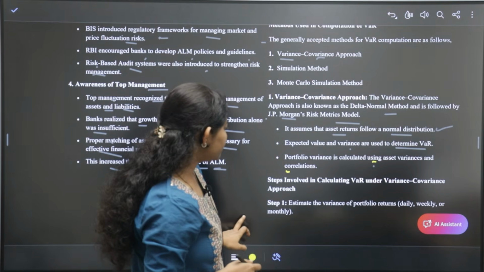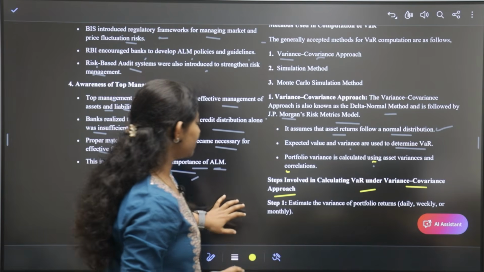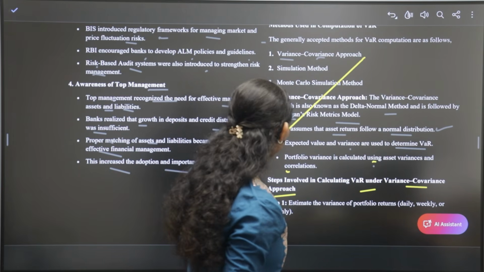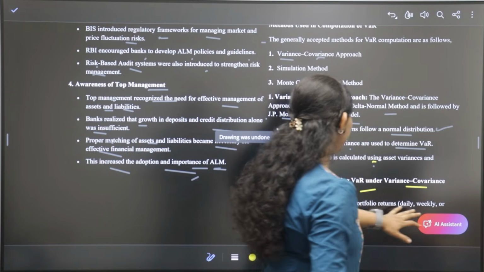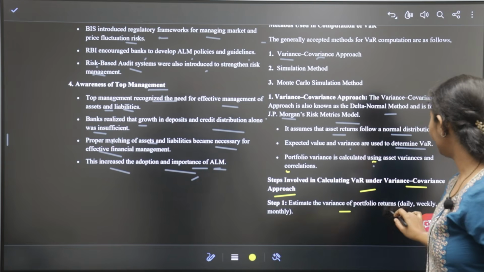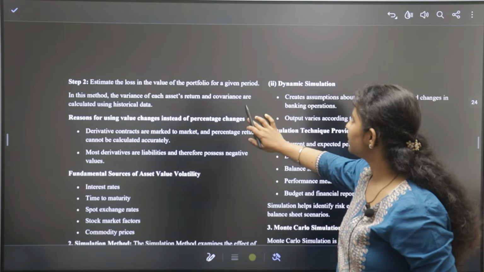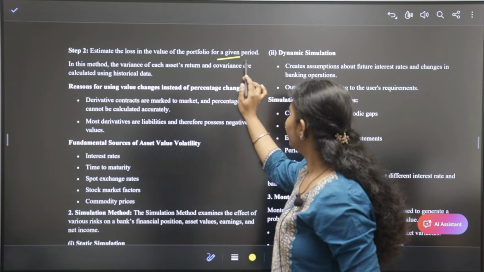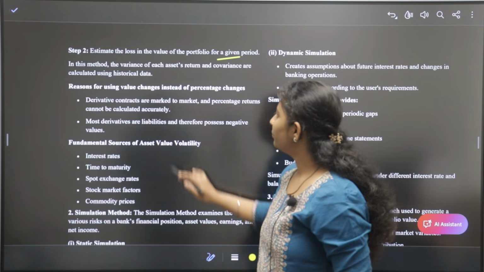Next we have the steps involved in VAR under the variance covariance approach. What are the steps? We'll discuss one by one. The first step is estimating the variance of portfolio returns, daily, weekly or monthly. The second step is estimating the losses in the value of the portfolio for a given period. It may be 1 month, 1 year.